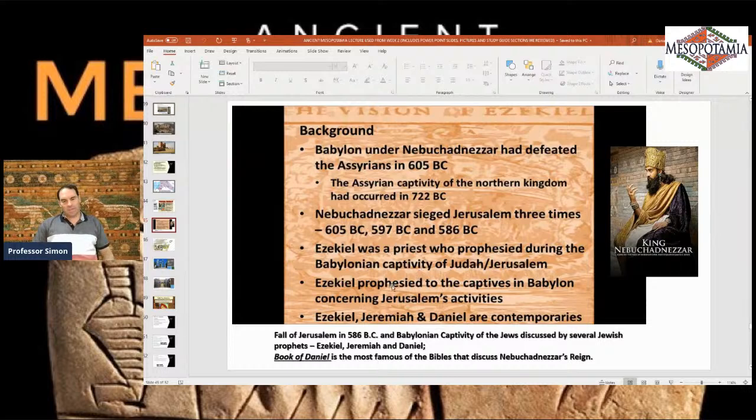And there are several books in the Bible that talk about the sack of Jerusalem and the Jews' Babylonian captivity. The books of Ezekiel, Jeremiah, and Daniel, contemporaries at the time. And Daniel's probably the most famous of the 3 prophets. Daniel actually is in captivity in Babylon.